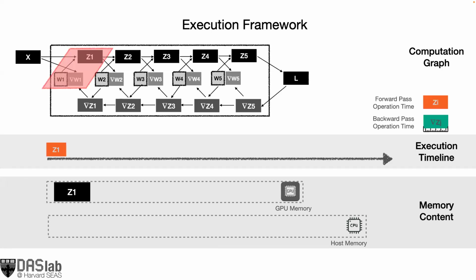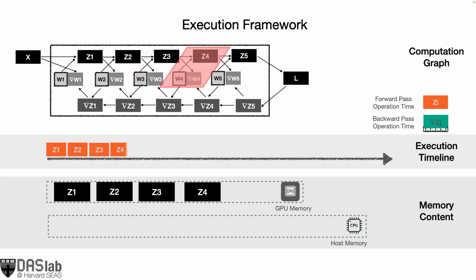Given input X and parameter W1, we can generate Z1 from X and W1. After we generate Z1, since we will need it in the backward pass, we save it in GPU memory. And so on and so forth, we come to Z2, Z3, Z4, and Z5. With Z5, we can compute the loss function. This finishes our forward pass.